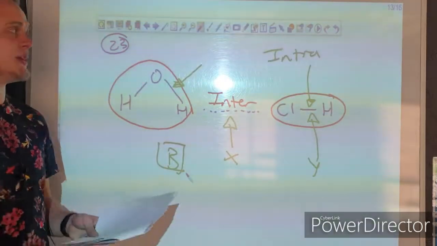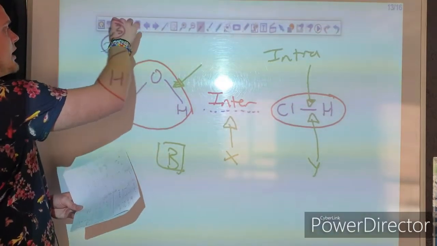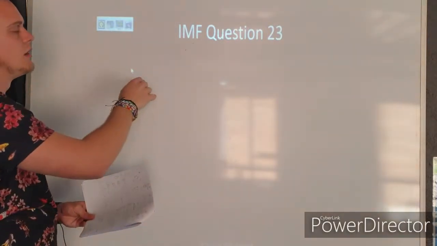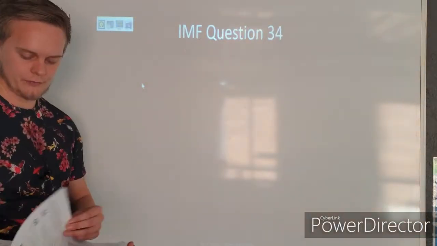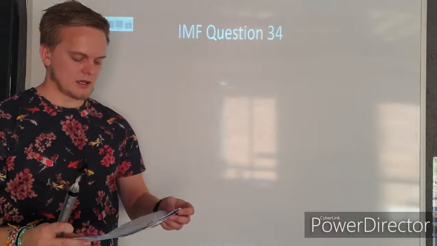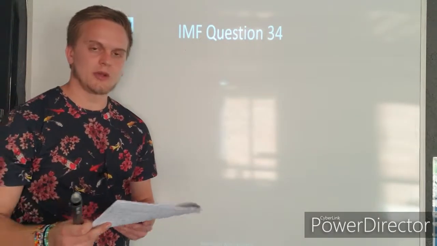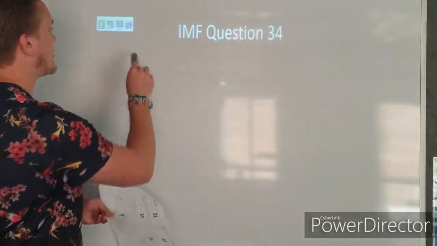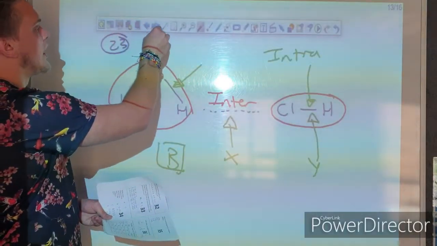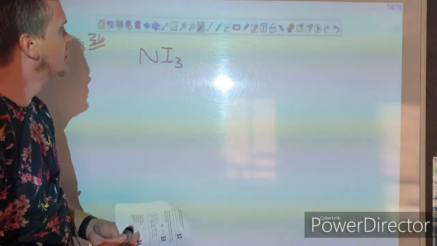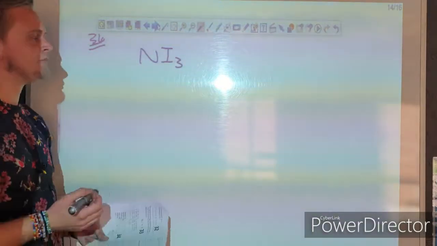That was for number 23. If we now go to question number 34, they give us a list of molecules and they want to know which one is the correct Lewis diagram for the molecule NI3. So let's quickly go through how to draw a Lewis diagram again.